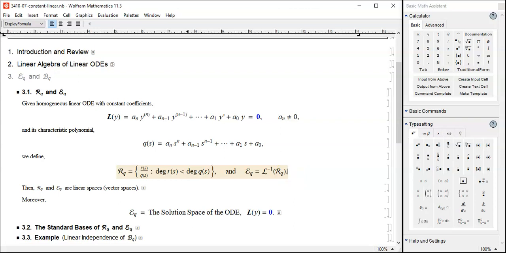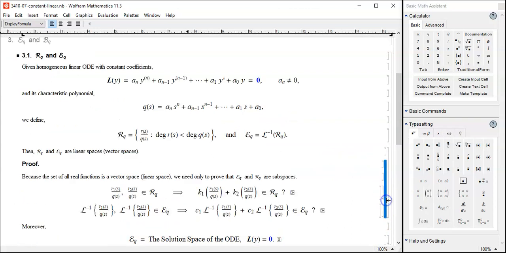And then we are going to define E_Q as the image of R_Q under the Laplace inversion. It turns out E_Q is also a linear space. We'll prove it too. Finally, it'll turn out that E_Q is the solution space of the original homogeneous linear ODE, L of y equals 0. We have these three claims, and we have to prove them all, and we'll do it one at a time. First, about R_Q.